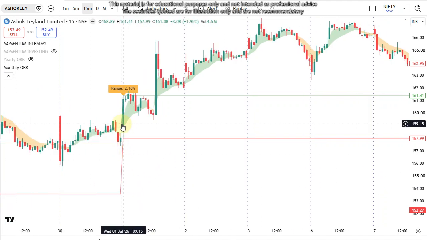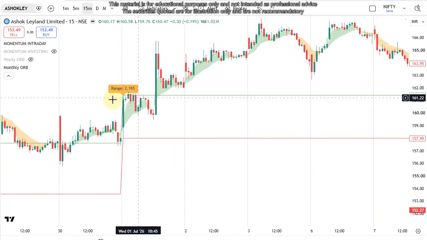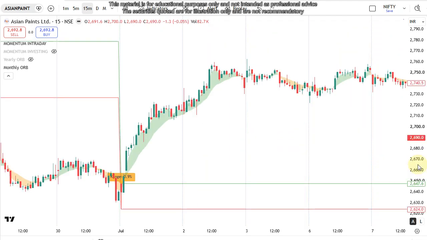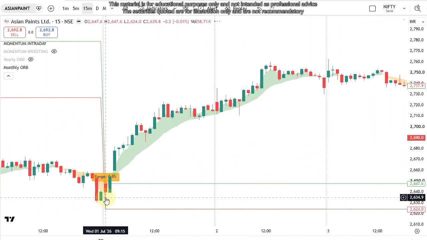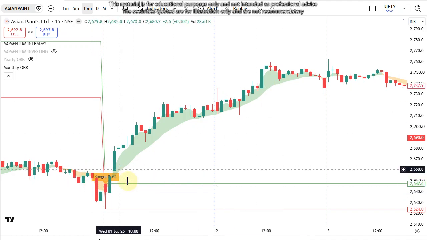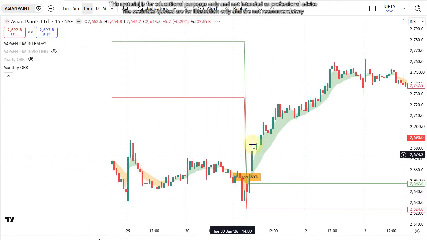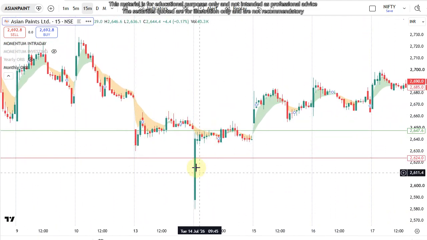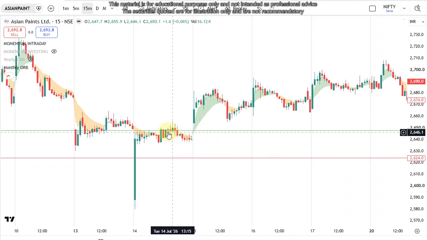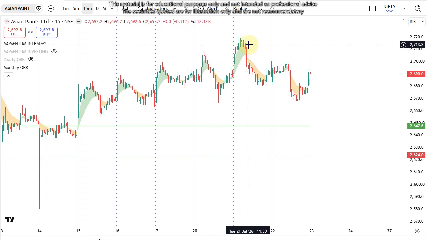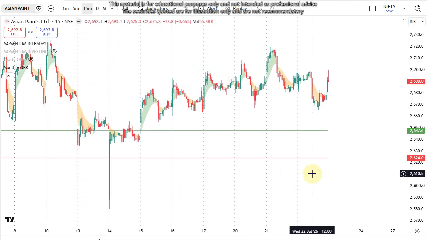See here, Ashok Leyland, range established, but it is not less than 1%. We will look for stocks with less than 1% range. See here, this is a 0.9% range. In the second candle itself, it has broken and rallied. We may not find the stock immediately, so we cannot take this as a trade. We will look for another retest. See here, there is a retest happening. Then the buy happening here with the green candle. From here, see, 1:3 ratio achieved. That's it. So simple strategy.